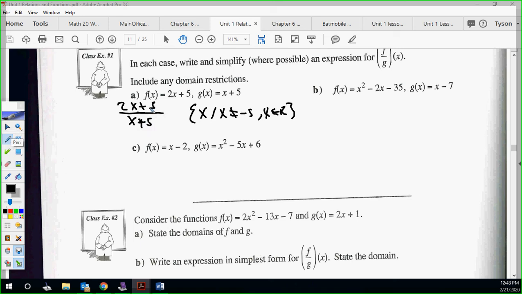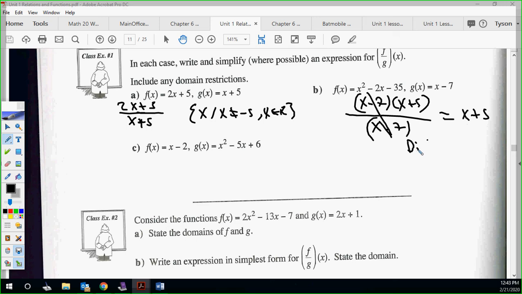All right, the next one here, x squared minus 2x minus 35. I'm going to go ahead and just factor that. That's what this one simplifies to, and you can see we have a cancellation. So the simplified version is x plus 5. The domain can't be 7.